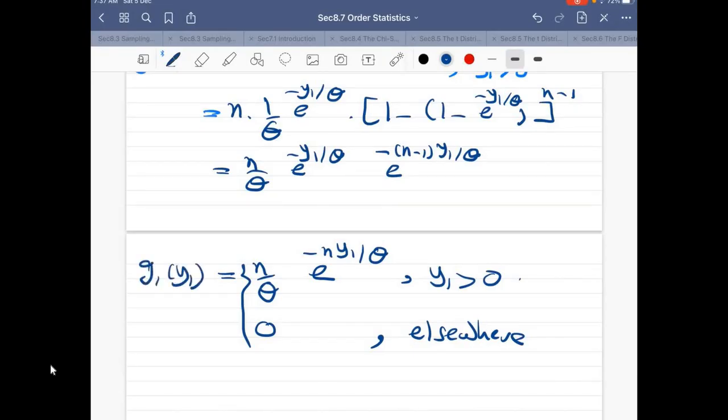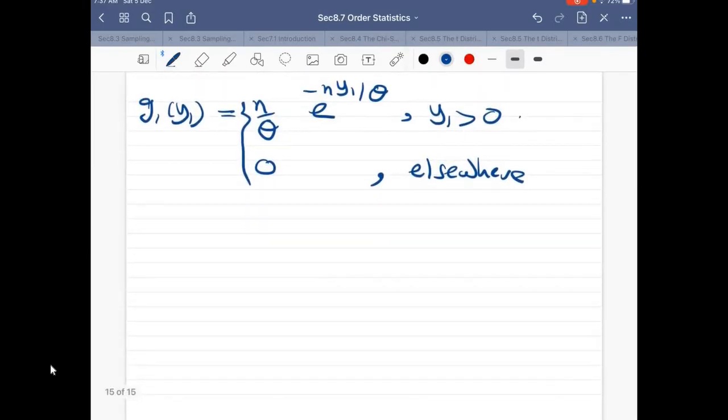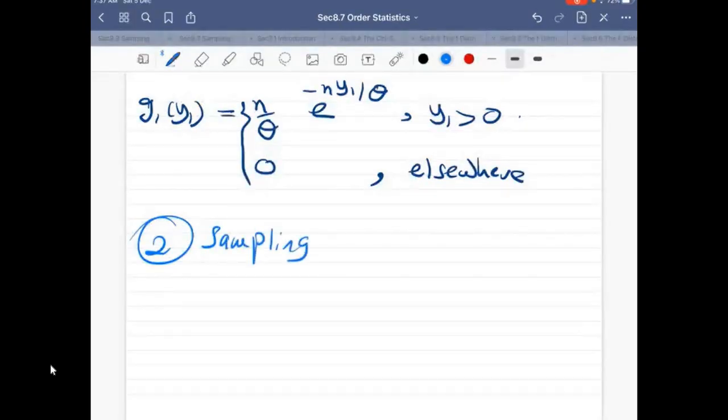This is the g1 of y1. Okay, the density for the minimum, the sampling distribution of the minimum. Okay, next we go for part 2, finding the sampling distribution of the maximum, the sampling distribution of yn, the maximum.